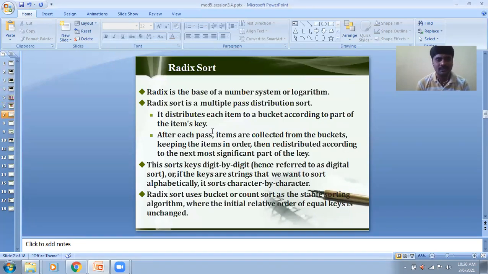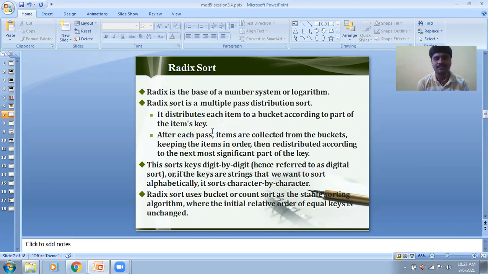We overcome the drawbacks of insertion sort by using the radix sort. Radix is the base of a number system or algorithm. Radix sort is a multiple pass distribution sort. It distributes each item to a bucket according to part of the item's key. After each pass, items are collected from the buckets, keeping the items in order, then redistributed according to the next most significant part of the key.